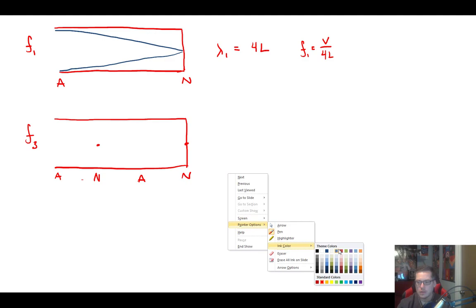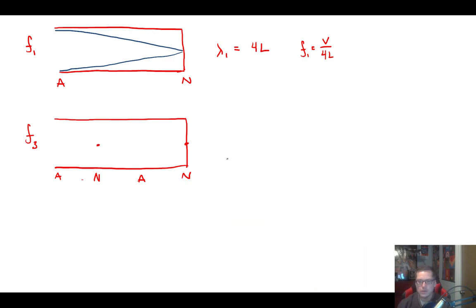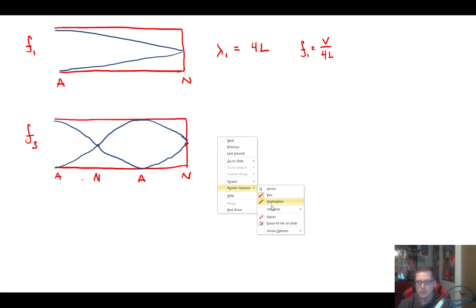You're probably already used to the fact that I can't draw, so that makes it easier. So we've got antinode, coming down to node, going to antinode, and then back up to the node. Antinode, through the node, up to the antinode, and then back to the node. So here is our third harmonic. Looks just like that.